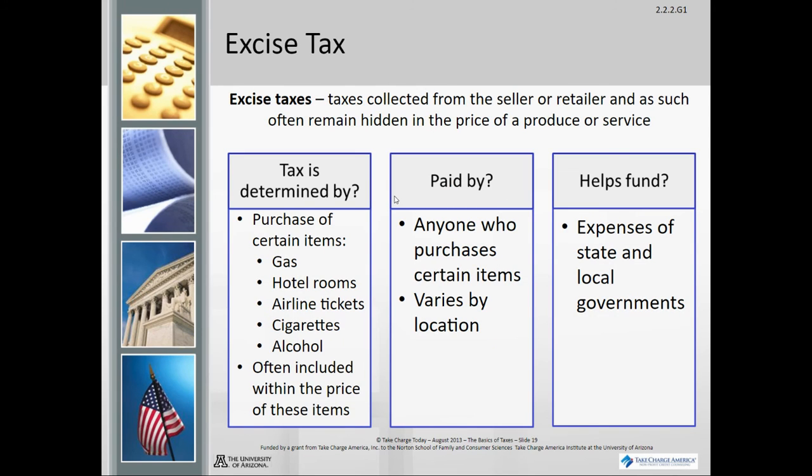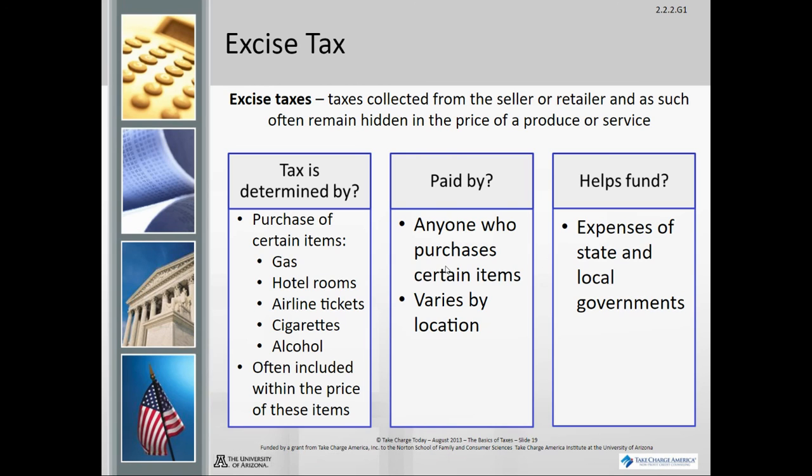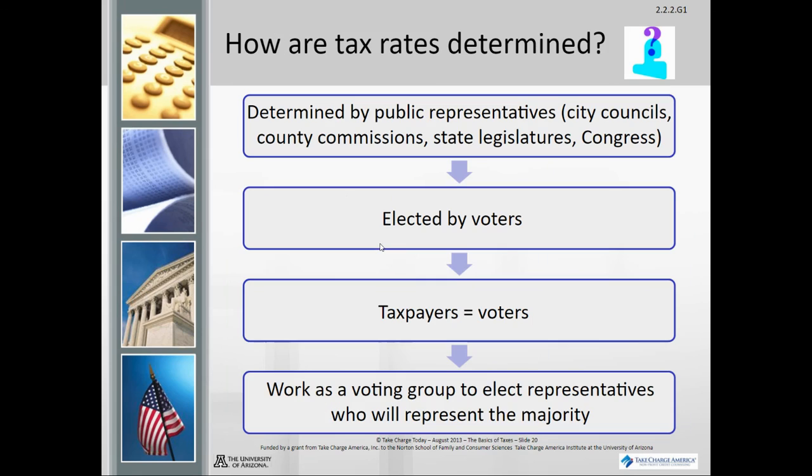Excise tax is the last one. This one is something that you don't even see because it's embedded into the price of the item. Gas is a really, really common one. So whenever you go to the gas tank, it doesn't say that you're paying $1.40 plus tax. The price on the machine is the price that you pay. Cigarettes, alcohol, and sometimes other travel expenses are going to be priced the same way. So those are going to pay for state and local government expenses. So anybody who buys those things has to pay those taxes. If you don't buy those things, you don't have to pay those taxes.